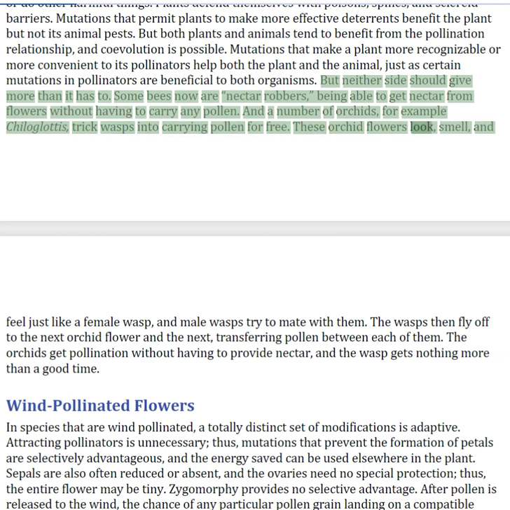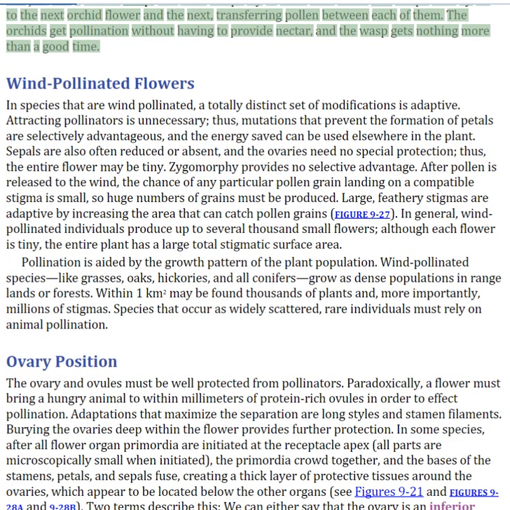These orchid flowers look, smell, and feel just like a female wasp, and male wasps try to mate with them. The wasps then fly off to the next orchid flower and the next, transferring pollen between each of them. The orchids get pollination without having to provide nectar, and the wasp gets nothing more than a good time.